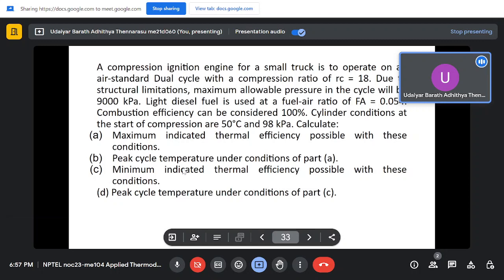Next, we have been asked to calculate the maximum indicated thermal efficiency which is possible with these conditions, and second, the peak cycle temperature under the conditions of part A. Then similarly, the minimum indicated thermal efficiency possible, and similarly we need to find the peak cycle temperature in this case.